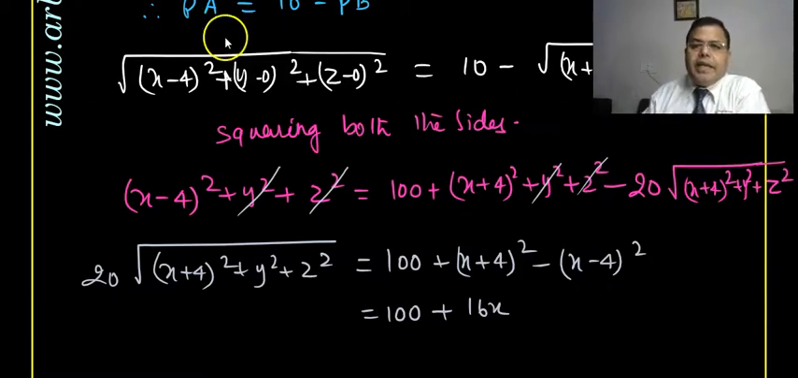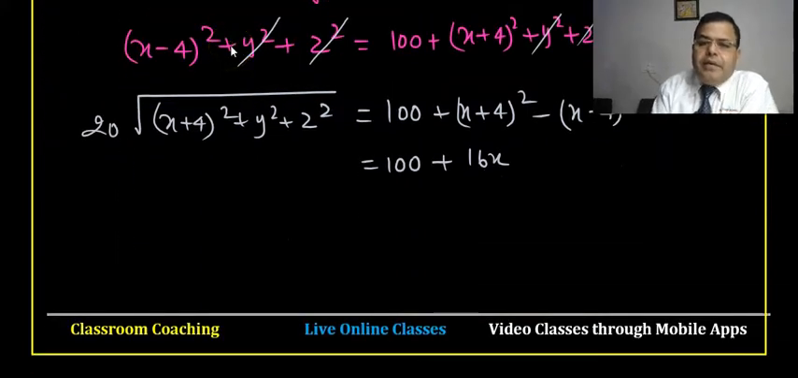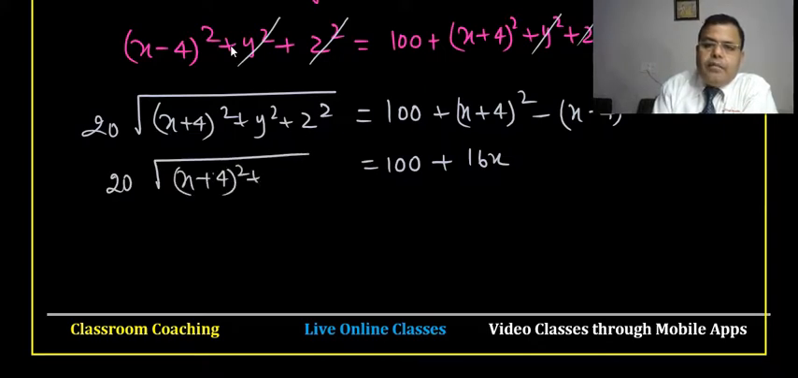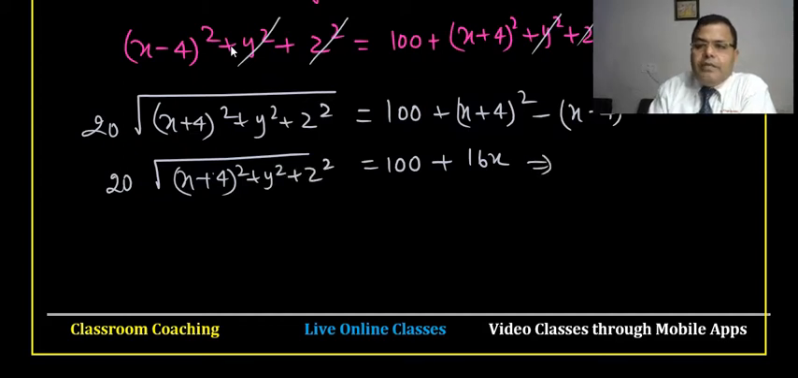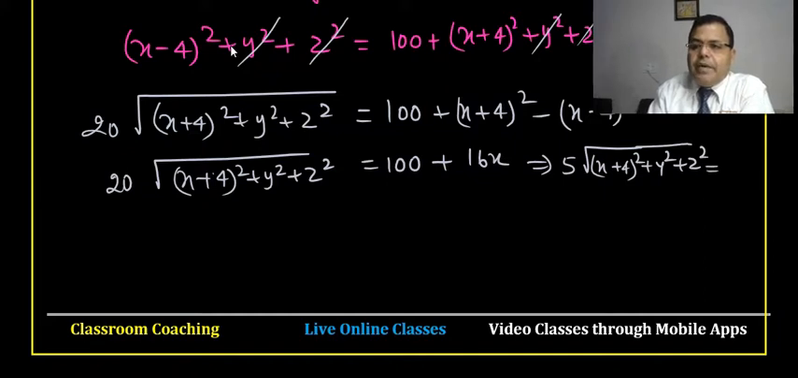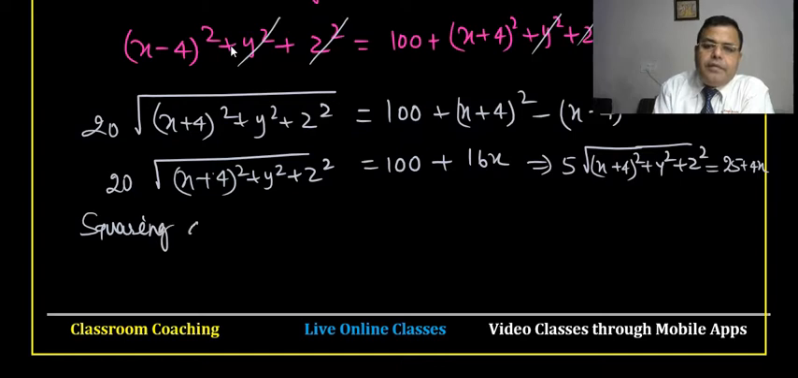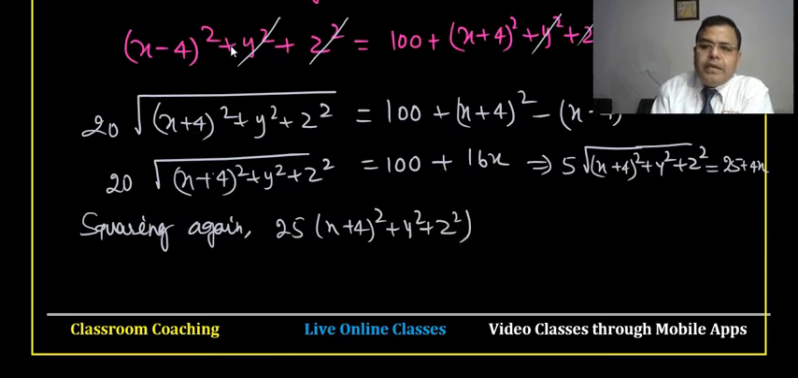Now this is 20. Or you can divide by 4. If you divide by 4, it will be 5 under root (x plus 4) whole square plus y square plus z square is equal to 25 plus 4x, right? So squaring again, this will be 25 times (x plus 4) whole square plus y square plus z square, isn't it?